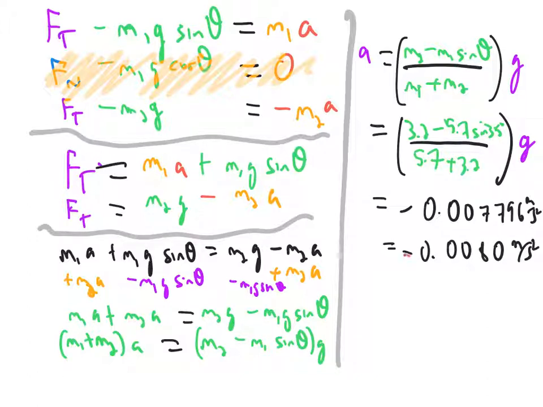Most importantly, it's negative, meaning the assumption that the block falls turns out to have been incorrect, and therefore the block actually rises at 0.0080 meters per second squared. It has magnitude, as we just said, 0.0080 meters per second squared, but the direction is upward. All right, upward, at 0.0080 meters per second squared.